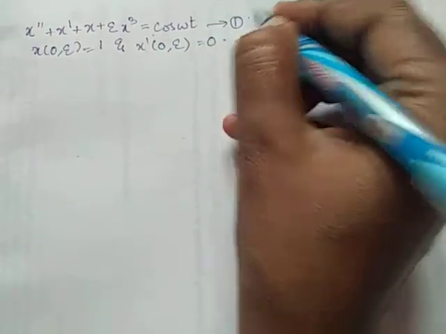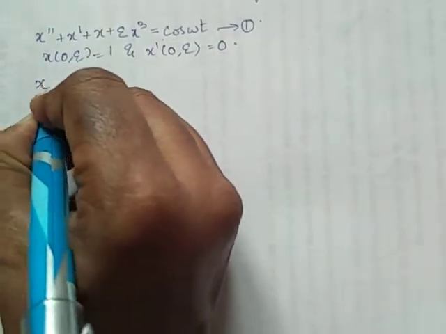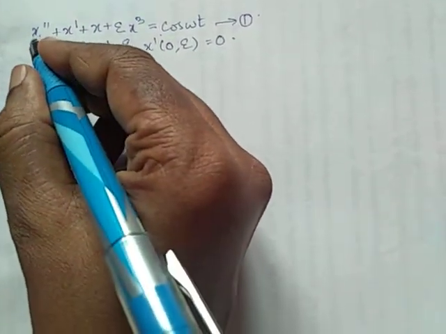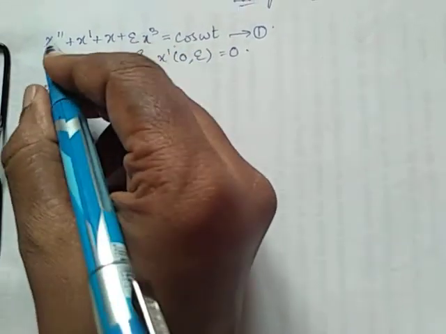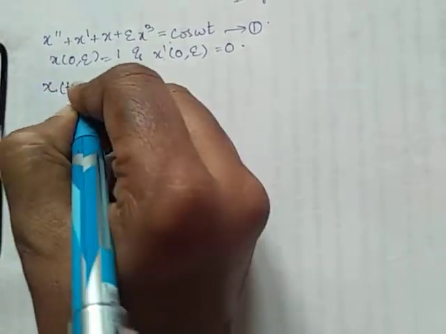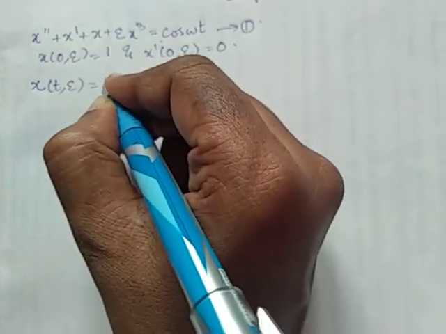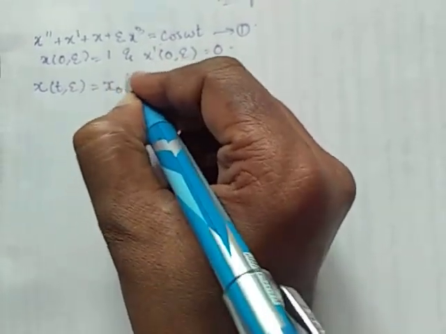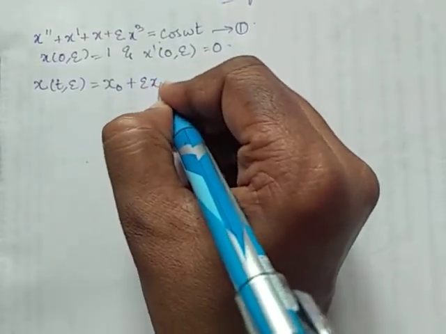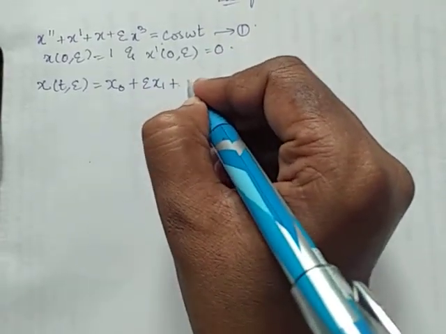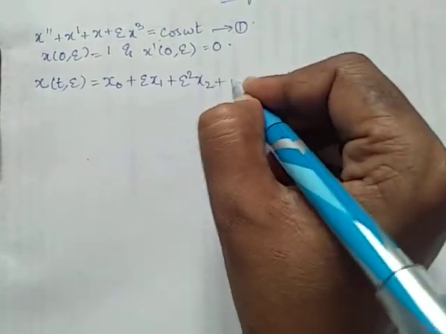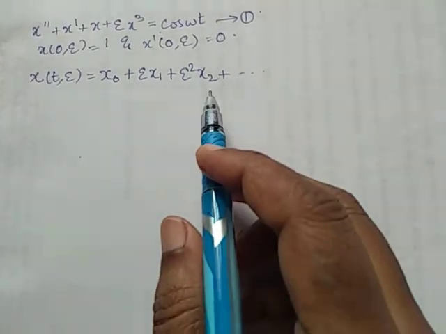Again, we know how to write the perturbation solution for this equation. So how will we write it? Here x is the dependent variable and it depends on t. So x of t comma epsilon is equal to x0 plus epsilon x1 of t plus epsilon square x2 of t, etc. We have to find x0, x1, x2, etc. We are going to find x0 and x1 now.